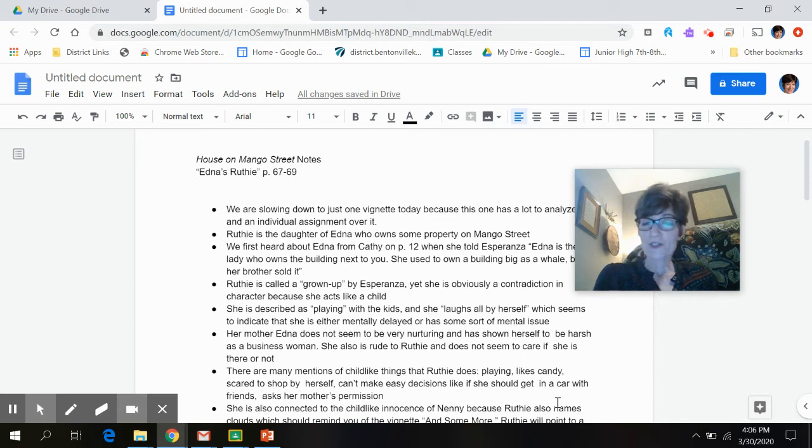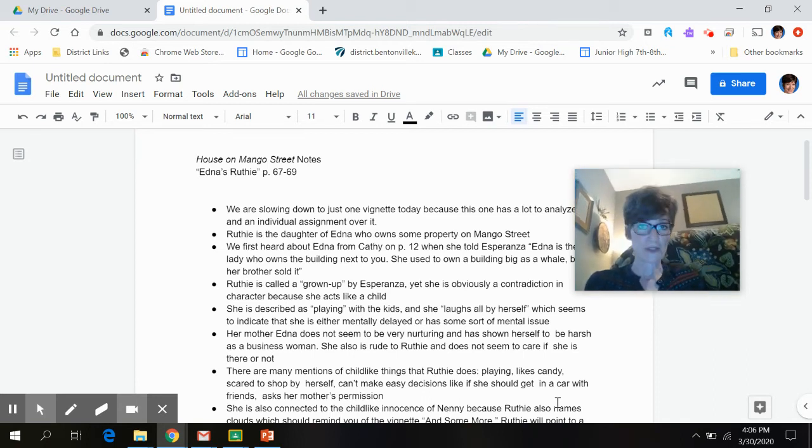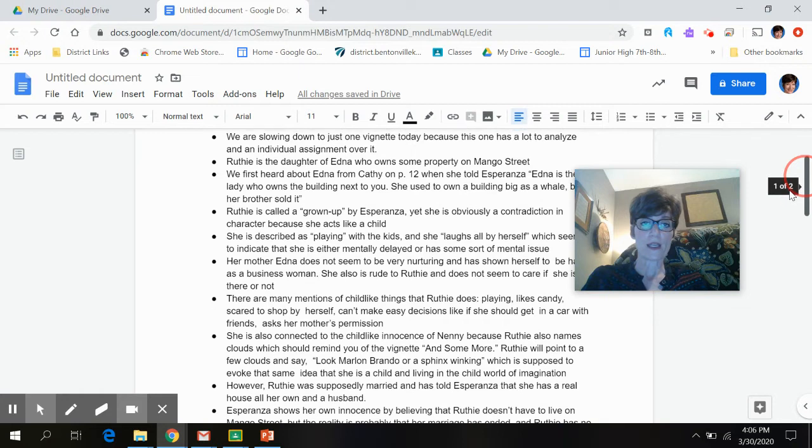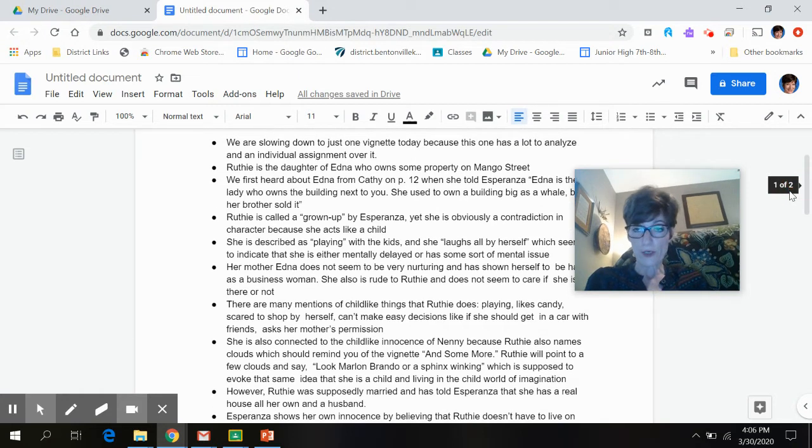Okay, so as you can tell, Ruthie is different. So let's go through some of the notes that I have here, and we'll talk about some of the character traits that maybe you noticed. First of all, as far as plot, Ruthie appears to be the only child of Edna. Edna owns property, is like a landlady, not necessarily wealthy, but probably a little bit more powerful than some of the other people on Mango Street. We actually first heard about Edna from Kathy.